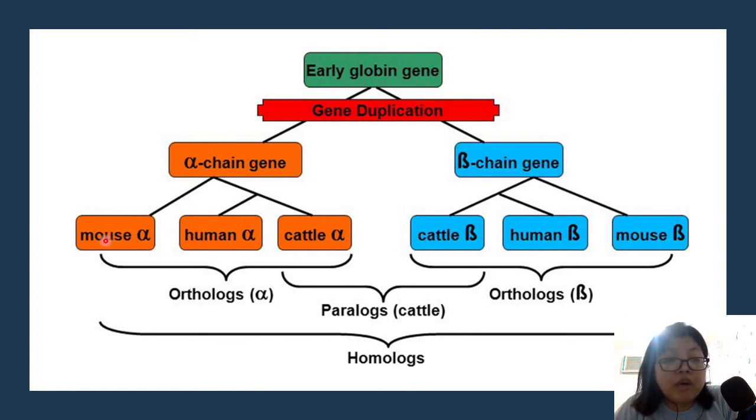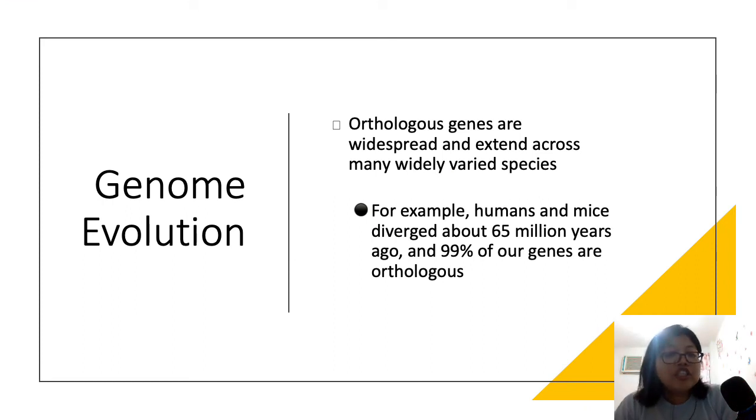So it might be mouse alpha, human alpha, cattle beta, human beta, or mouse beta. They are all homologous and can be traced back to a single globin gene. Now, orthologous genes are widespread and extend across many widely varied species. For example, humans and mice diverged 65 million years ago, and 99% of our genes are orthologous to those of the mice.